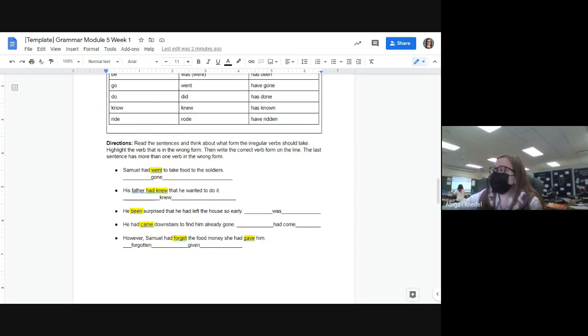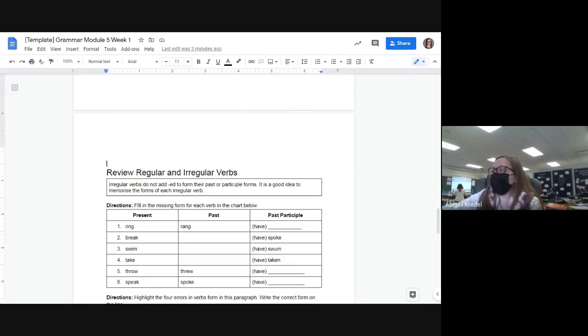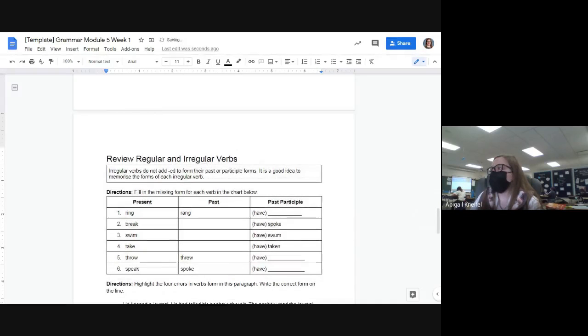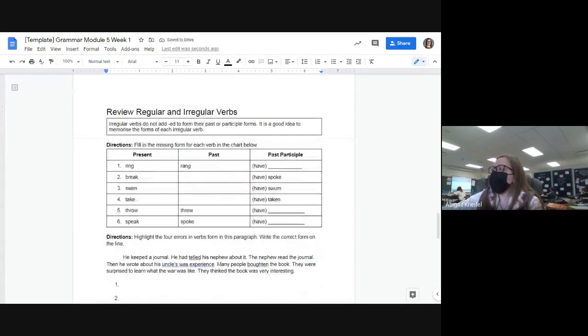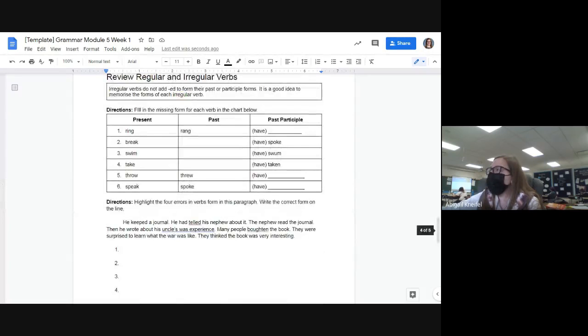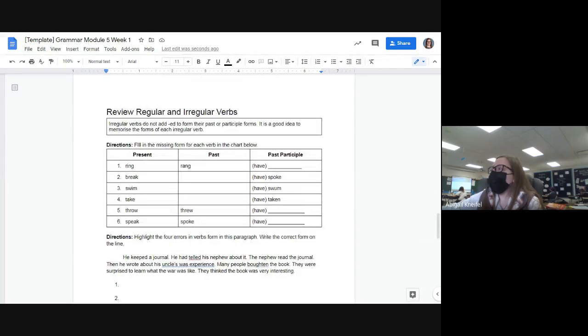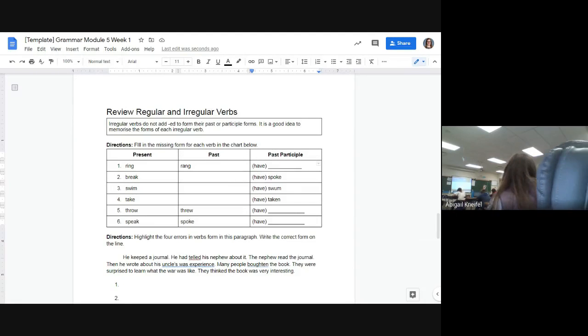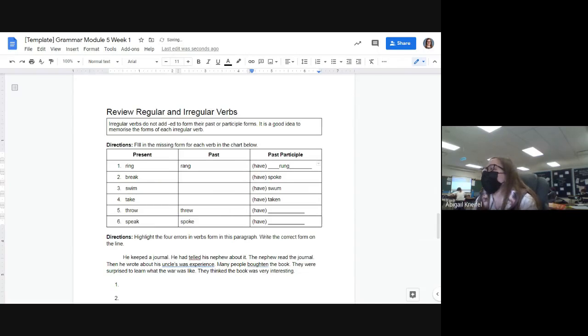All right, the next page is we're reviewing our regular or irregular verbs. So there's this little blank that we have to fill in with past tense and past participle, which literally just means the past with the helping verb. That's all that means. So the first one is ring, rang. And does anyone know what goes in have what? Michaela? Rung. Yep, it has rung. It is ring, rang, rung. Good job.